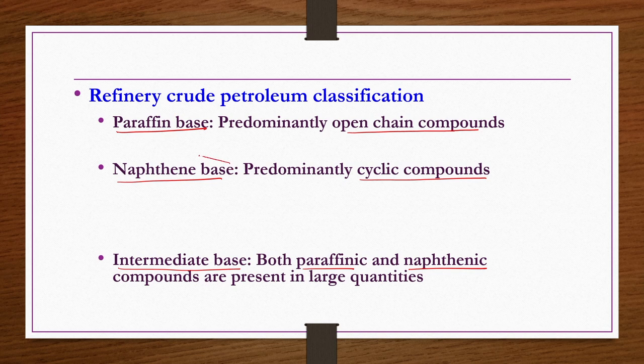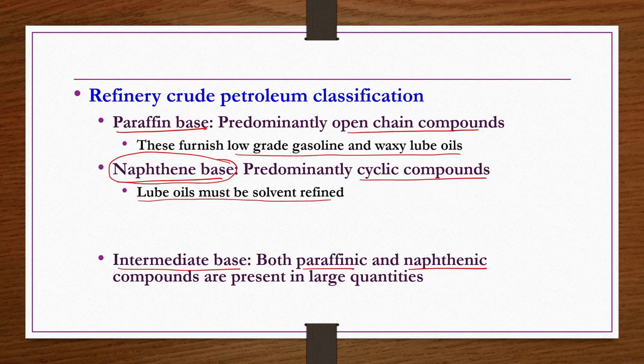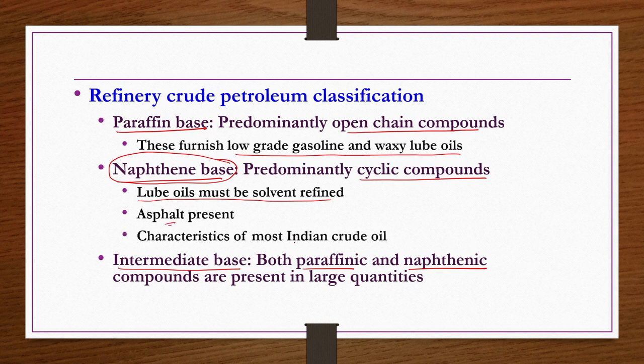Most of the Indian crude available in Indian conditions is naphthene base. Paraffin base crude usually furnishes low grade gasoline and waxy lubricant oils, etc. Naphthene base crudes are suitable for producing lube oils and they must be solvent refined. Asphalts are also present. The characteristic of most Indian crude oil is naphthene base crude. So, most of the Indian crude available to us is naphthene base. Intermediate base crude may also be utilized for production of both wax and asphalts.